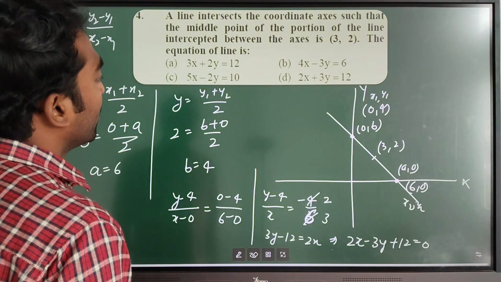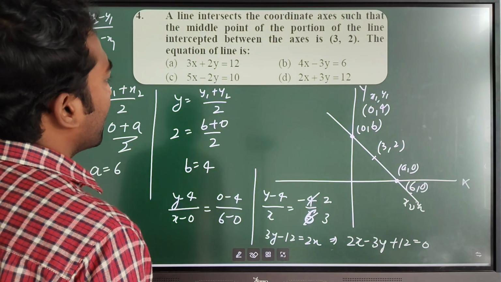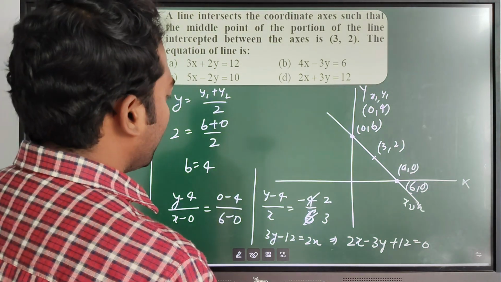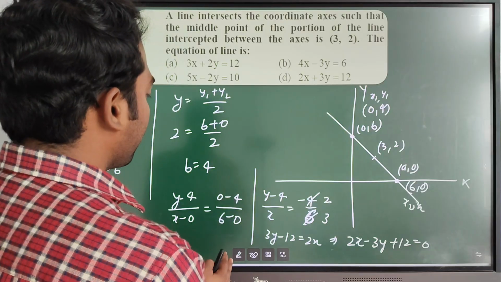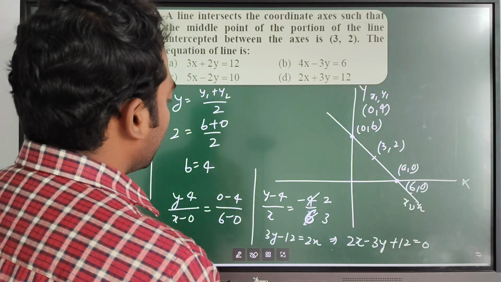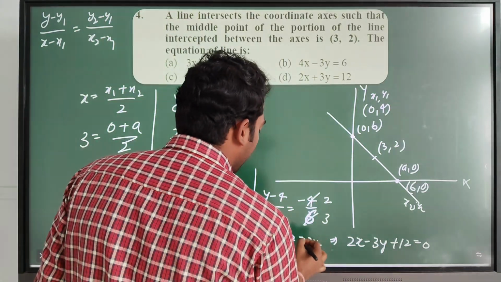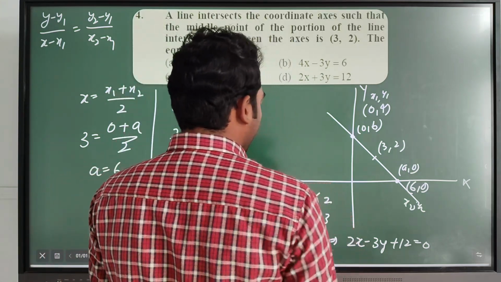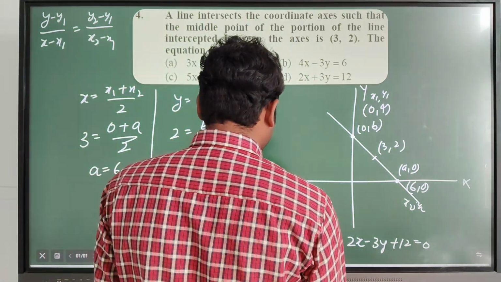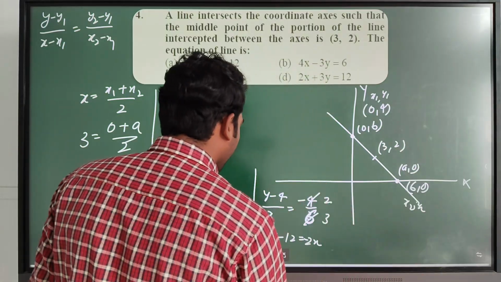2x minus 3y, and none of the options is correct. Why? Oh, here is the negative sign, which means minus 2x. Okay, minus 2x means minus 2, minus 2x, which means that, okay, there is a mistake.